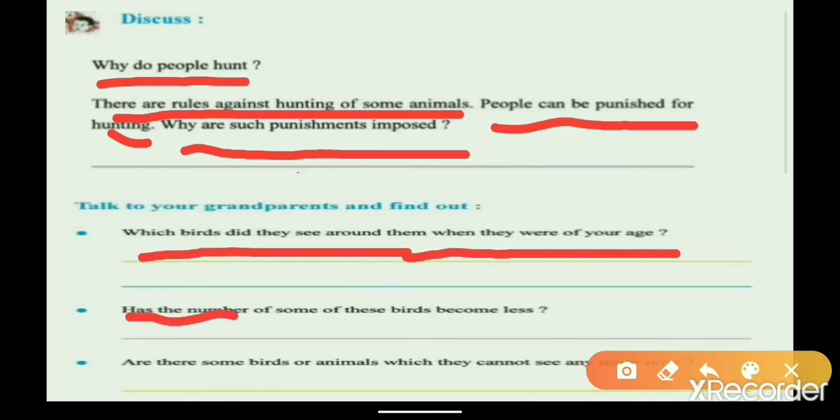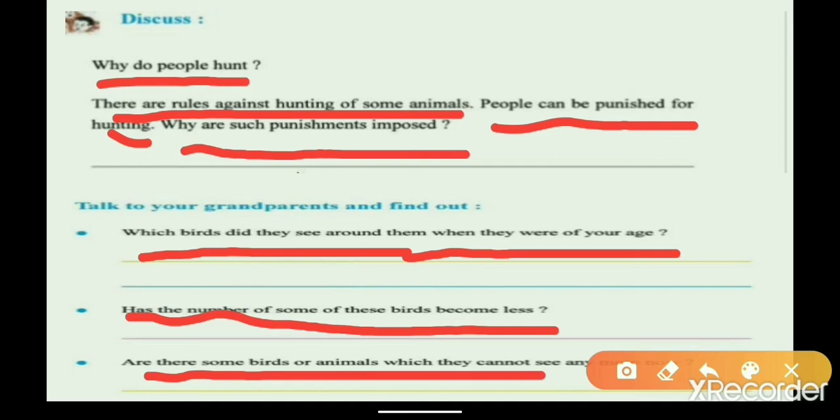As the years passed, the number of these birds became less. Are there some birds or animals which we cannot see? That is the little bustard and the cheetah, which we cannot find.